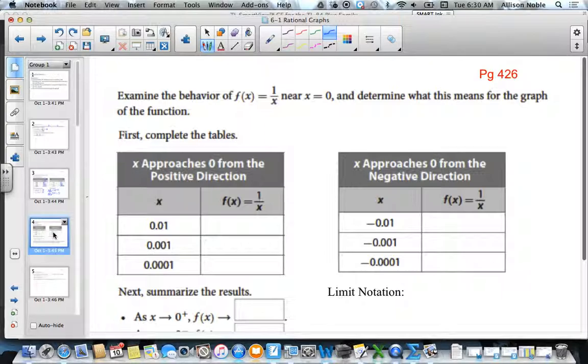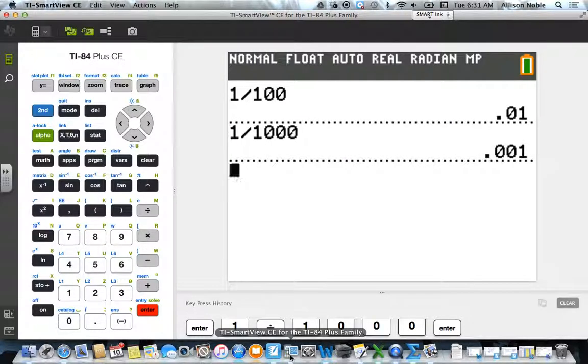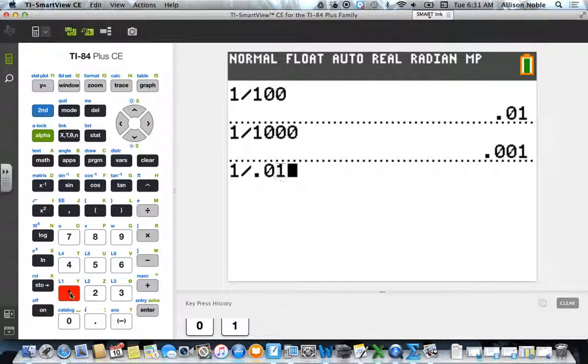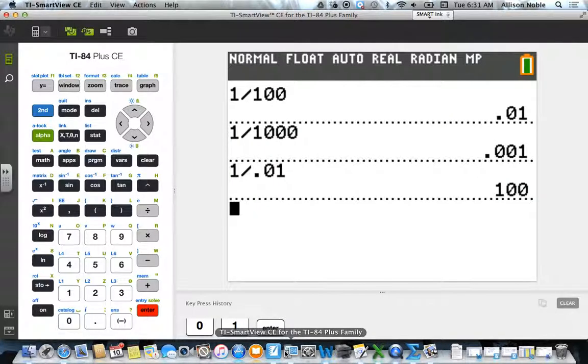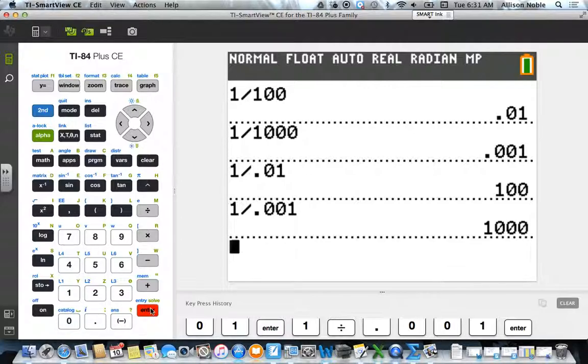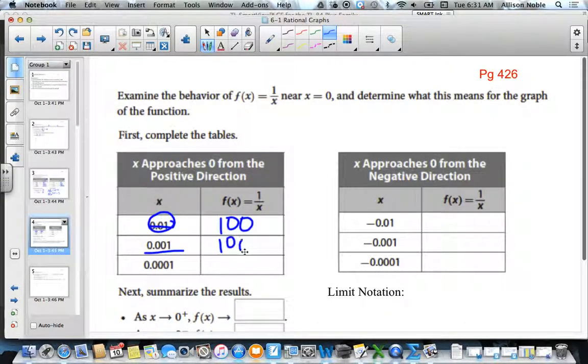So 0.01, if we plug that into our calculator, then 1 divided by 0.01 is going to give us 100. If we plug in 0.001, then 1 divided by 0.001 would give us 1,000, and continually it would get bigger.